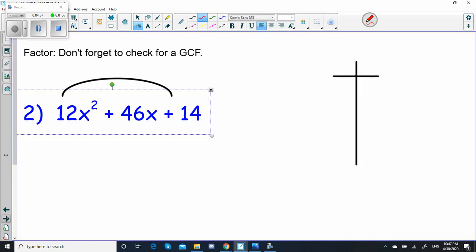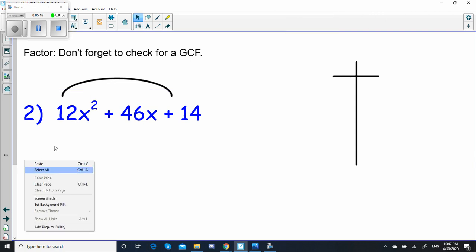All right, let's do number 2. So if we look at number 2, we're looking for a GCF, and we're just factoring. We're not solving. There's no equals 0. So I'm thinking maybe 2. Let's see. 12 divided by 2, 46 divided by 2. Yep, 14 divided by 2. Let's divide all of them by 2 and see what we come up with.